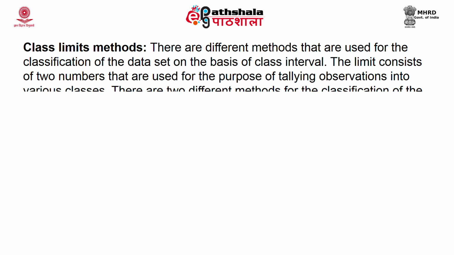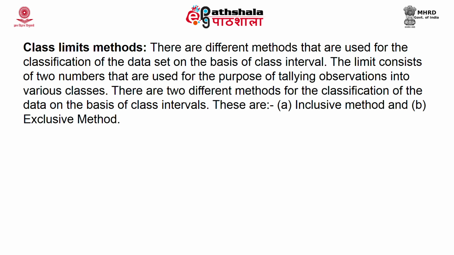Now come to the class limits method. There are different methods that are used for the classification of the data set on the basis of class interval. The limit consists of two numbers that are used for the purpose of tallying observations into various classes. There are two different methods for the classification of data on the basis of class intervals. These are the inclusive method and the exclusive method.